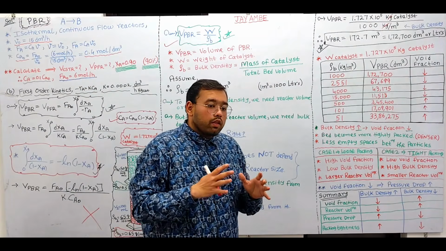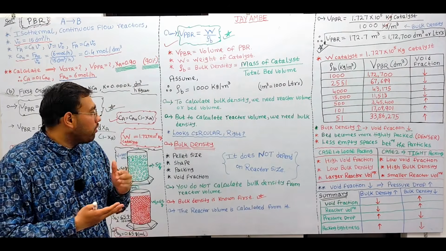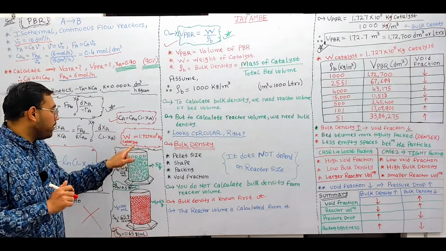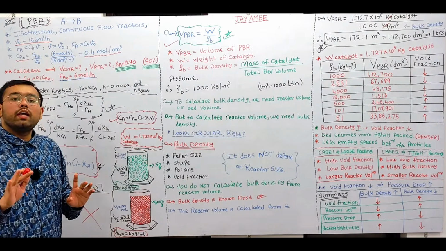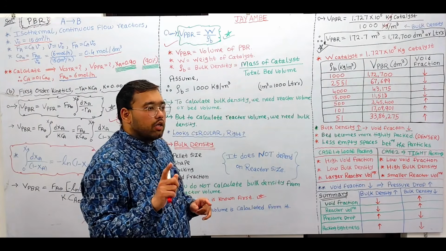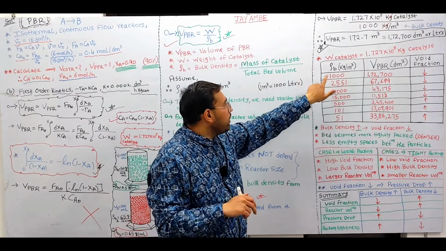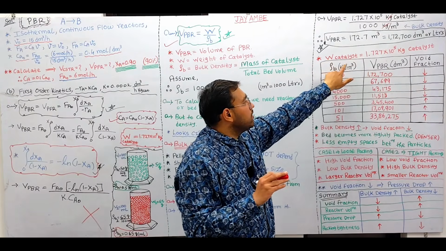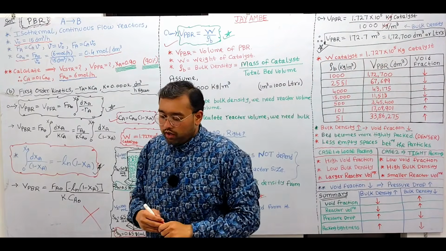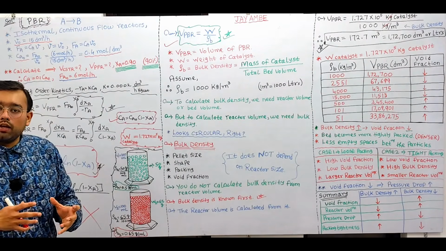Let's say we have calculated the weight of the catalyst by using the performance equation of the packed bed reactor, which comes out to be 1.727 × 10^5 kg catalyst. For those reasons we will keep the weight of the catalyst constant, the same. So we are keeping the same weight of catalyst, 1.727 × 10^5 kg catalyst. Now what if I change the bulk density?